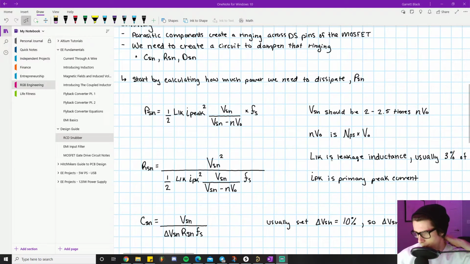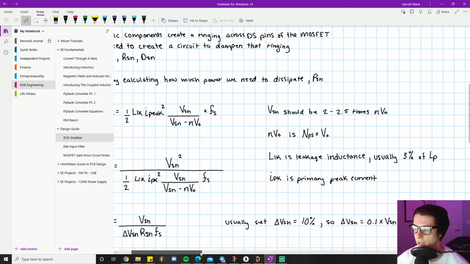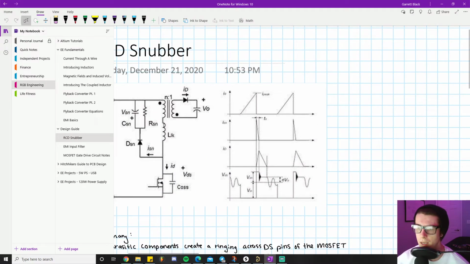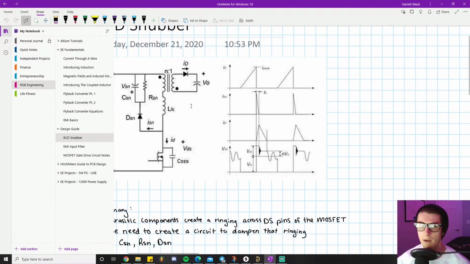What I do is, industry standards are usually that our leakage inductance is at max 3% of our primary inductance, right? Going up here, leakage inductance is this value right here. This is like the quote unquote parasitic inductance. And so what we're assuming that value to be is no greater than 3% of our primary inductance.